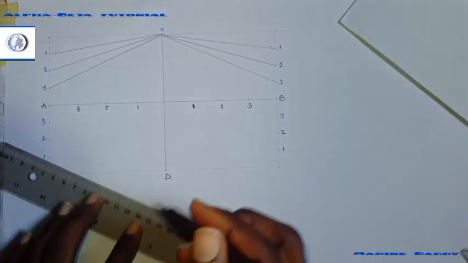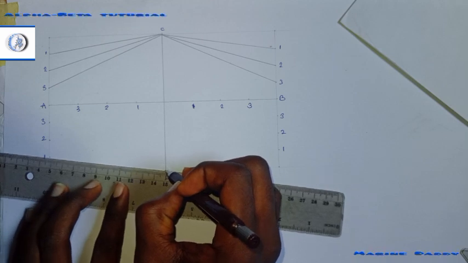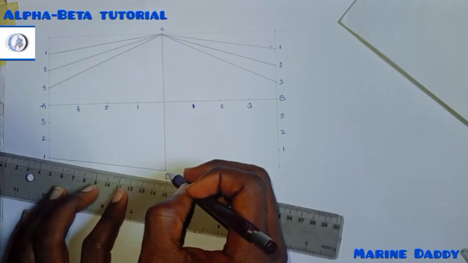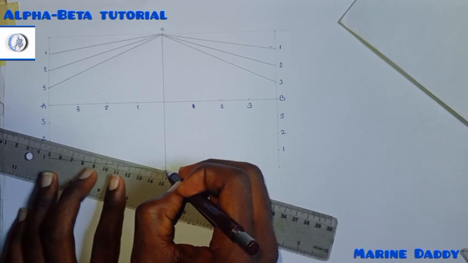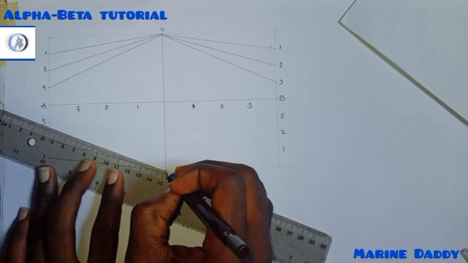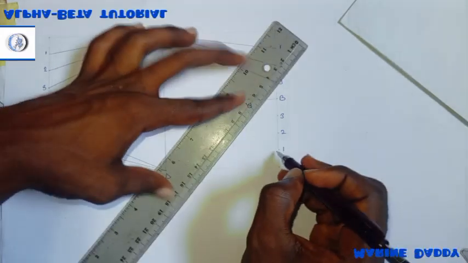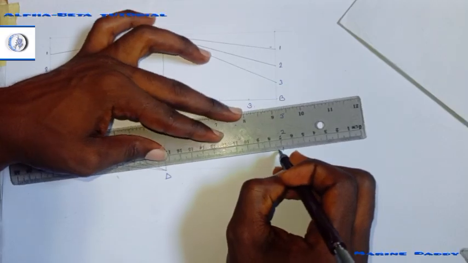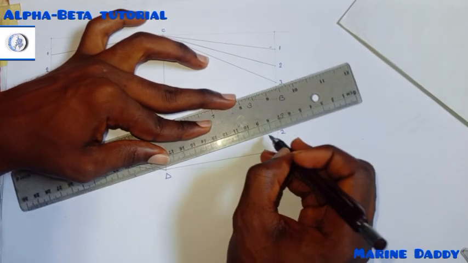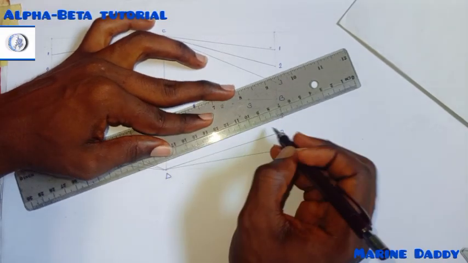Once you are done with that part, you come over to this side. Repeat the same process: D to 1, D to 2, then D to 3. Come over to this side: D to 1, D to 2, then D to 3.